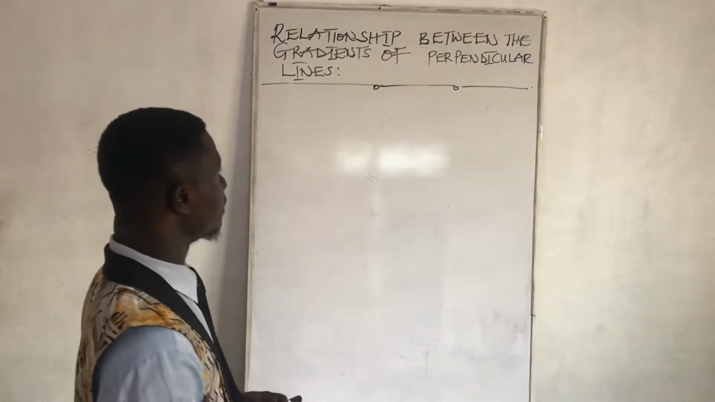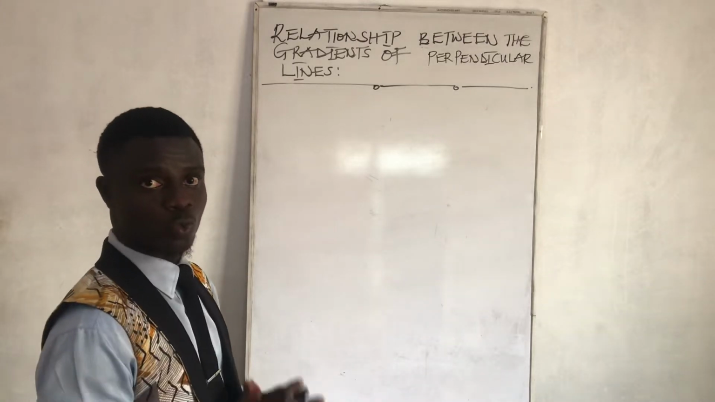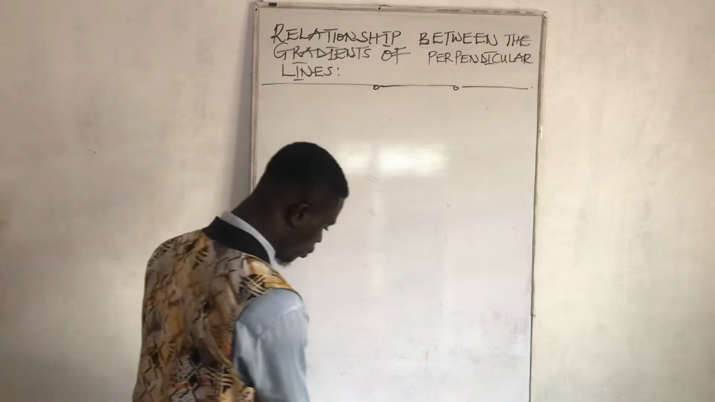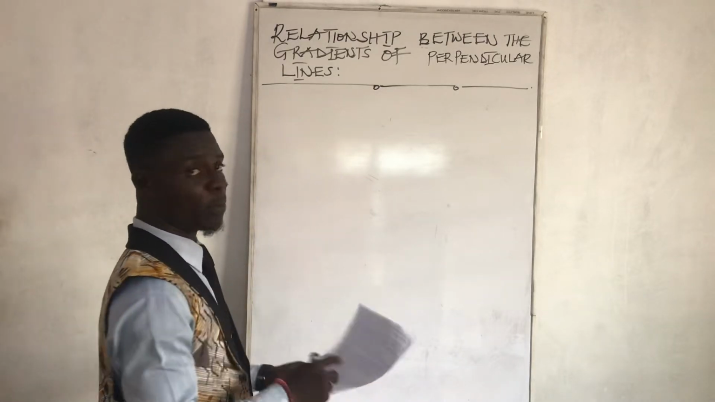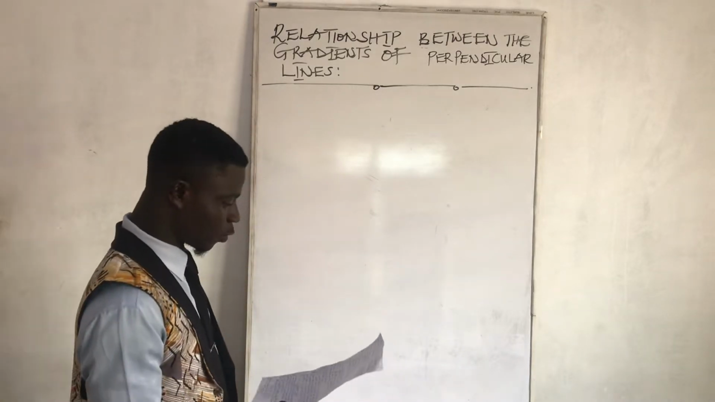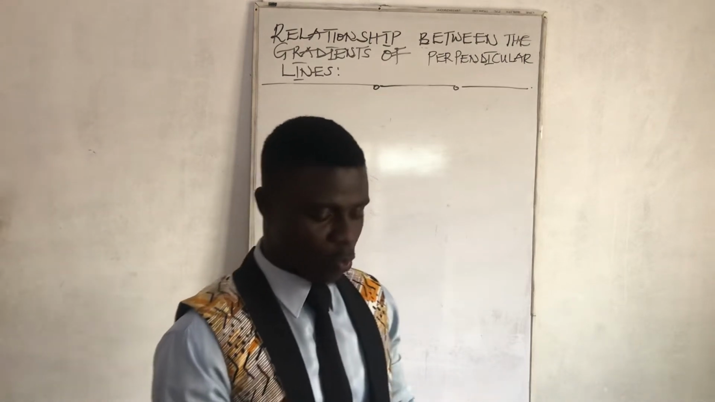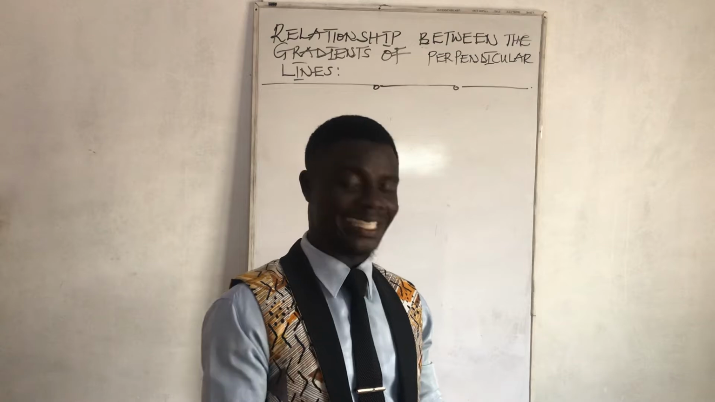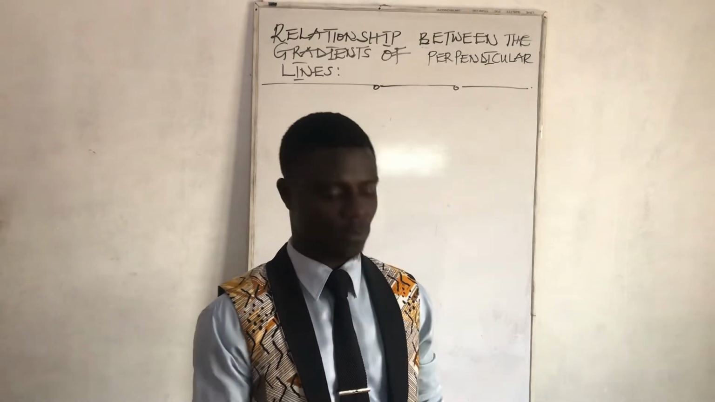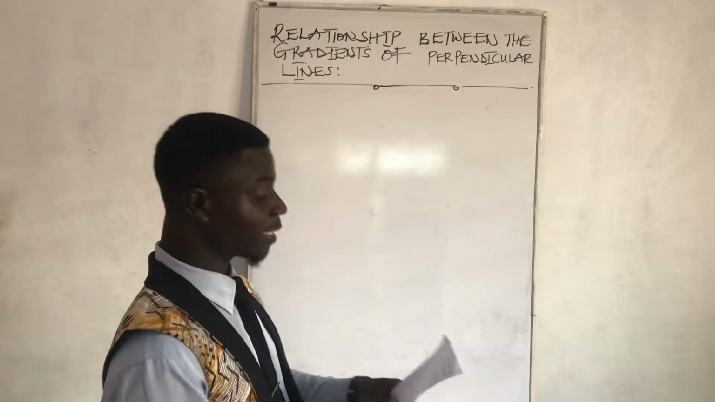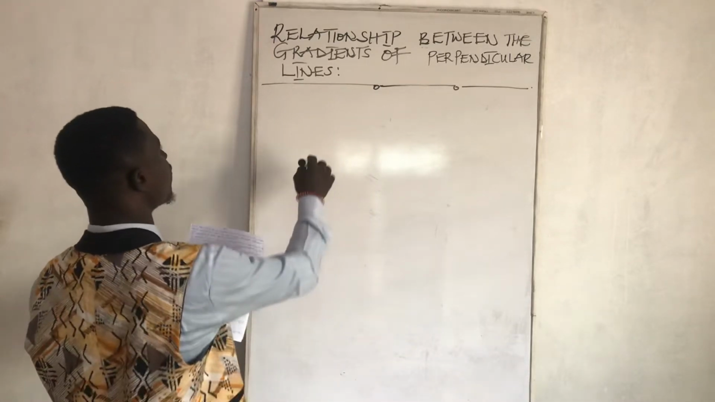We are still on our Math 102 Analytic Geometry and Calculus. So, the relationship between the gradients of perpendicular lines. Let's go. Two lines are said to be perpendicular when the product of their gradients is -1.